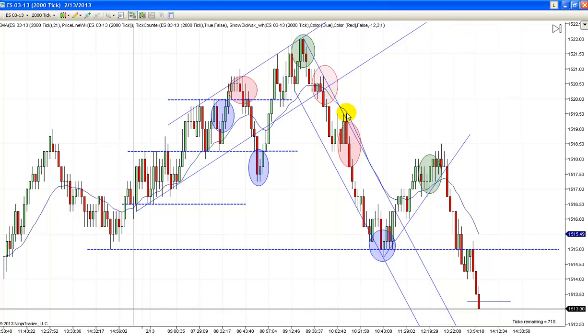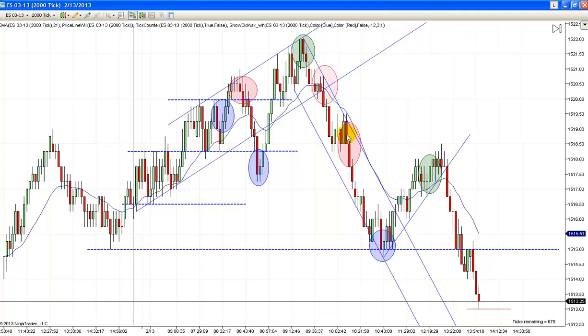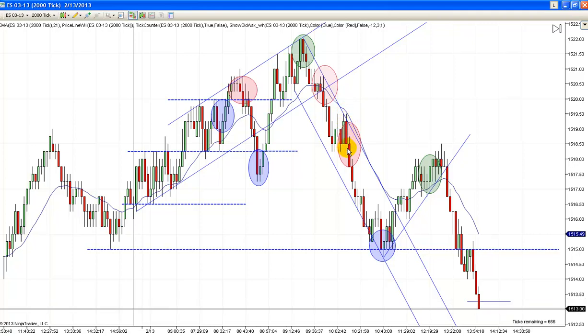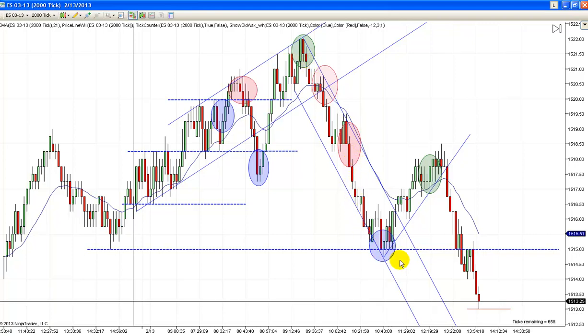And this is just a two-legged pullback to the trend line, the EMA, nice reversal bar. It is an up-down bar, but this is off the trend line, off the EMA, and this is a down trend. It's a second entry short. And off to the races. And again, your runners were safe.